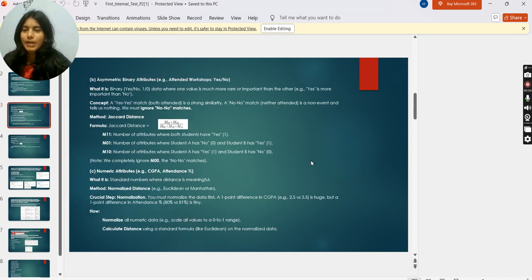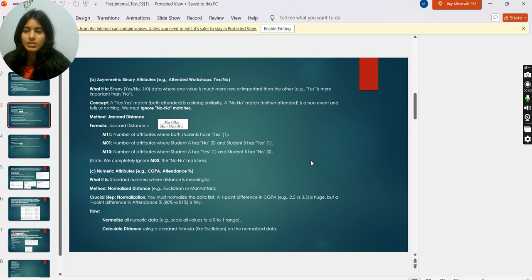Now, asymmetric binary attribute, that is attended workshops, yes or no. What it is: binary, yes or no, 1 or 0, data where one value is much more rare or important than the other, that is yes is more important than no. Concept: a yes match, both attended, is a strong similarity. A no match, neither attended, is a non-event and tells us nothing. We must ignore no matches.